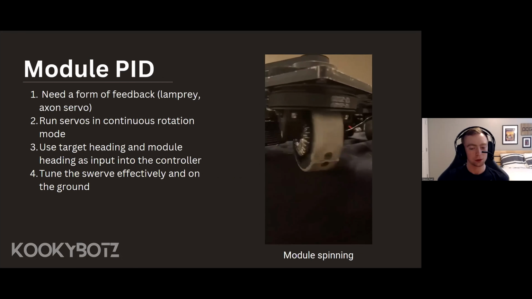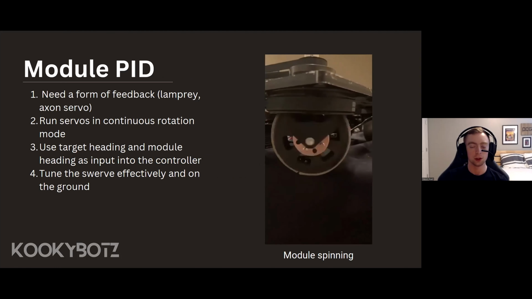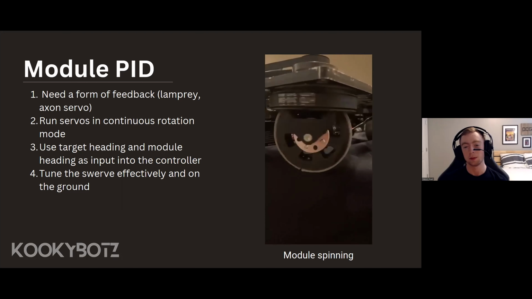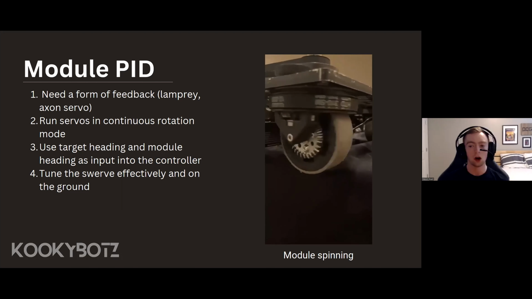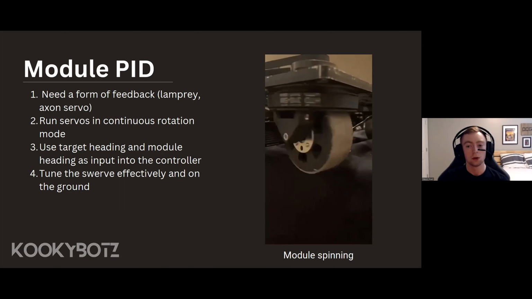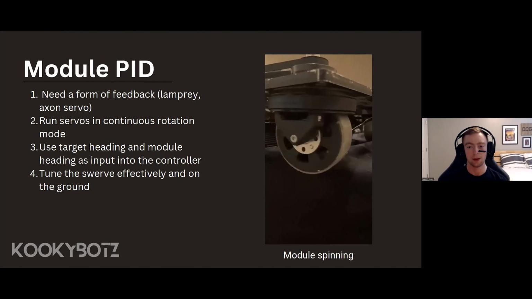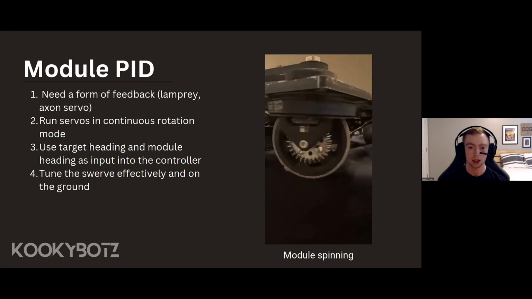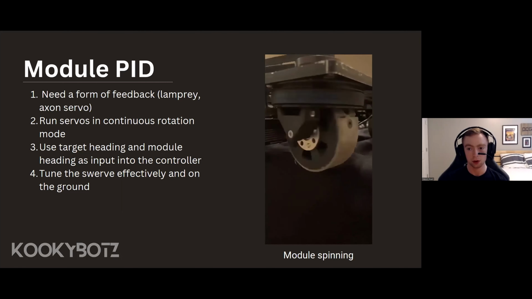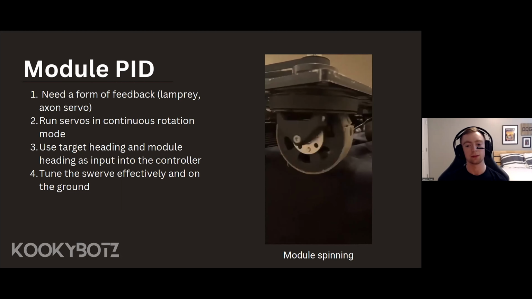Next, we're going to talk about module PID. In order to get your module to fully rotate and react to when it has to move, you'll need some form of feedback from the module. The two big contenders on the market right now for feedback with coaxial swerves in FTC are the FRC Lamprey encoders and the Plus Series Axon Servo. Once you have this feedback as to where your module is, you'll use the same process that we described in the kinematics to get the target angle for your module. You will then plug this target angle in, along with the current heading of the module that we get from the encoder, into the PID controller, and the output of that will be sent to the servo rotating it.